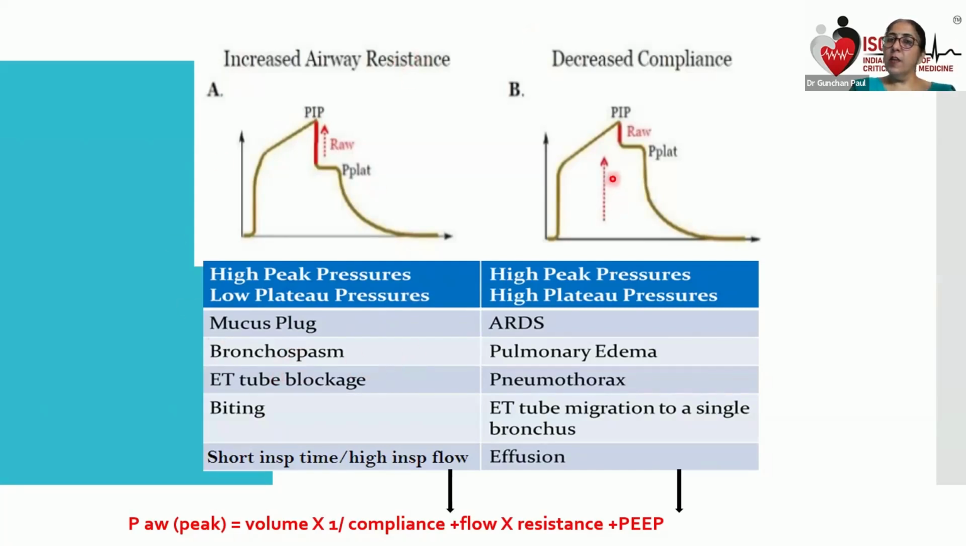On the other side, if the peak pressure is high, but the plateau is also high, this plateau is 36 and the peak pressure is 40. So that means this lung is bad. It needs more pressure to inflate. So it may be ARDS, it may be pulmonary edema, or it may be pneumothorax. So if the peak is high and the plateau is not high, there is a block somewhere. If plateau and peak both are high, it means there is some problem in the lung.